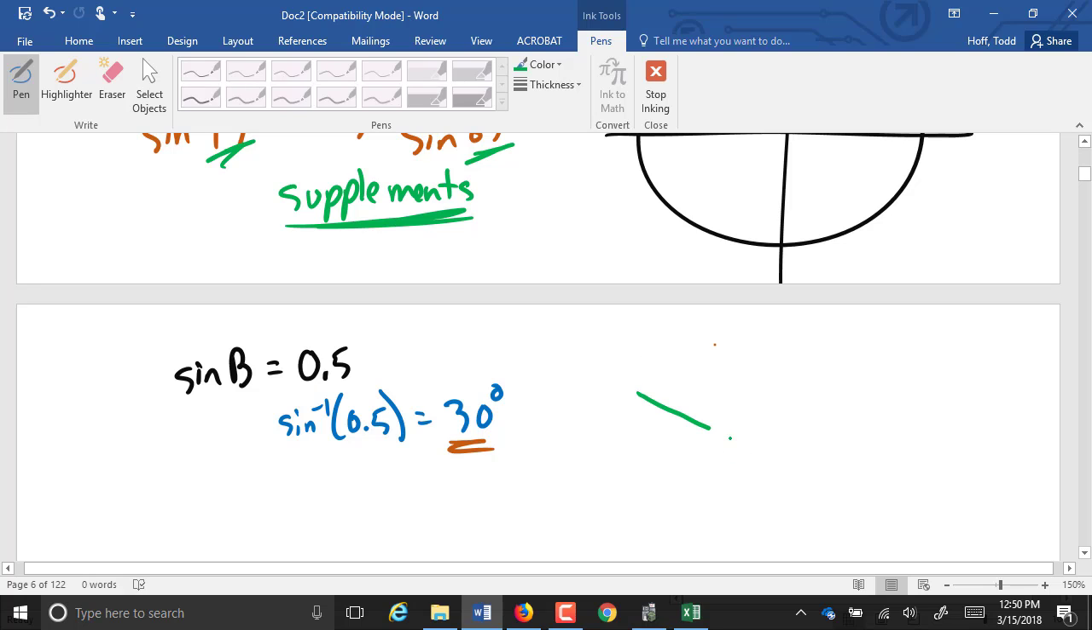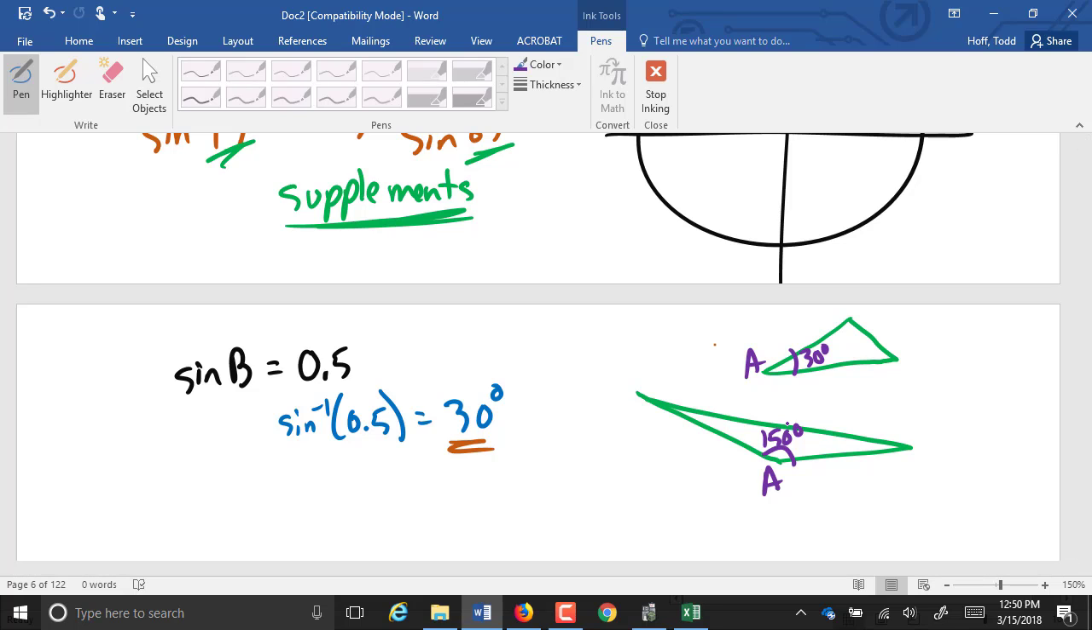And if we're looking at oblique triangles, there are two possibilities. Angle A could be 30 degrees, or angle A could be 150 degrees. So whenever you do an inverse sine, like I said, inverse sine is the important one, there are two possible angles it could be. Does that make sense?